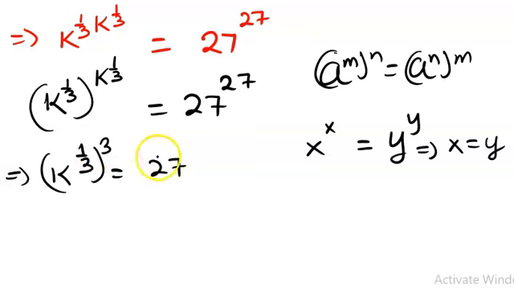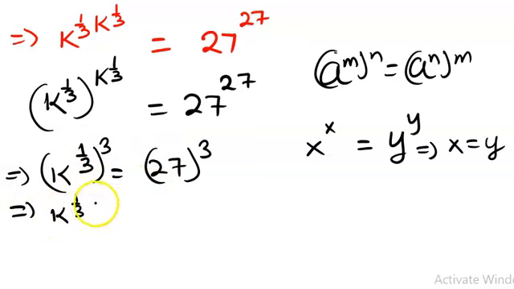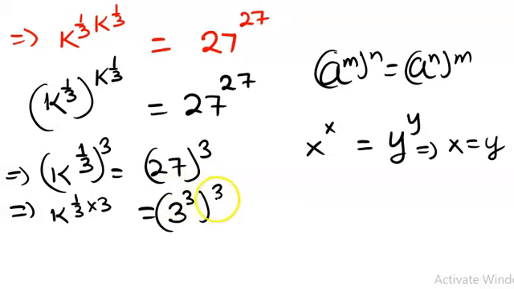So this one, so that we have k raised to the power 1/3 times 3, and this 27 can also be written as 3 raised to the power 3, all raised to the power 3. So this will cancel, so that we have k being equal to 3 times 3 is 9. 3 raised to the power 9.